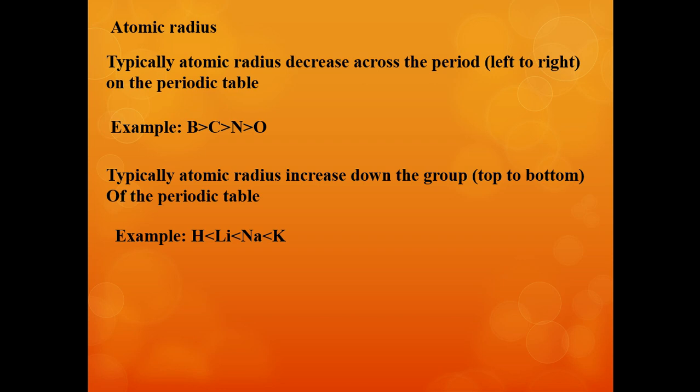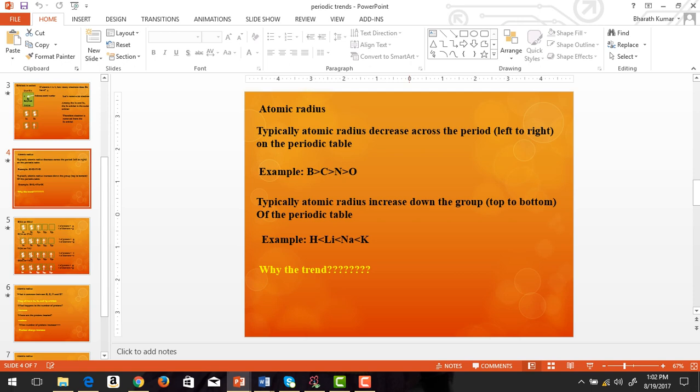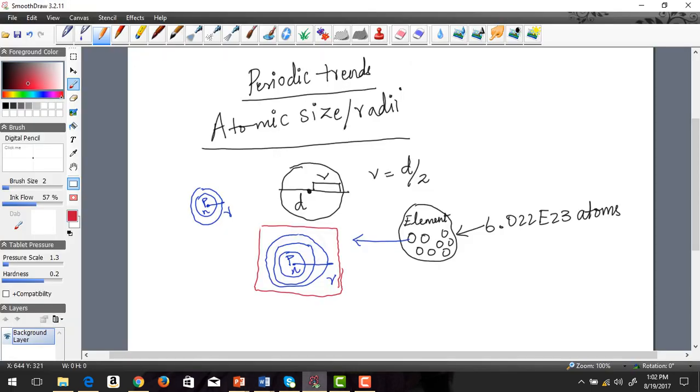These are all in the same single column. That means atomic radius increases. And why is that the trend? Okay, now let me come back to my screen right here.